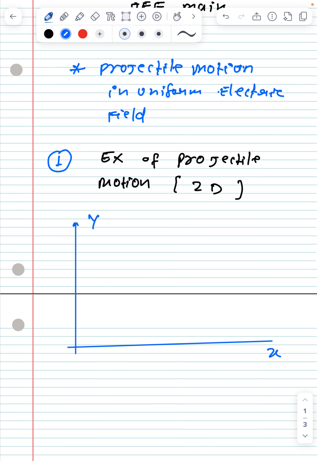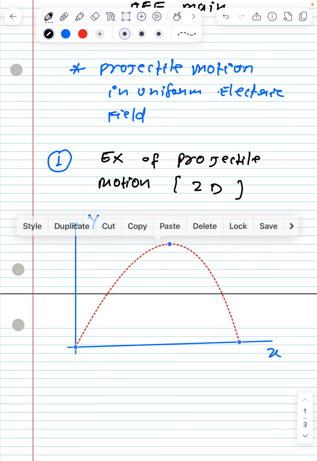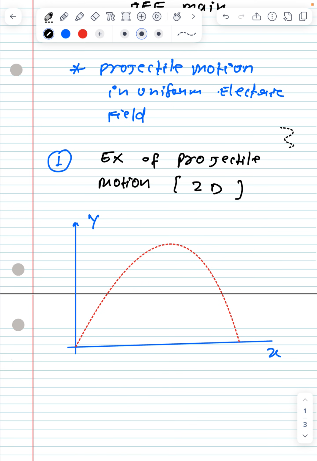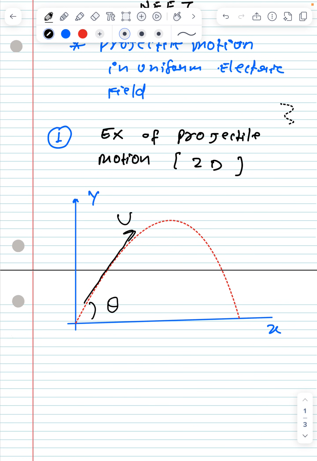Concept of projectile motion, and an example of projectile motion. Projectile motion is a 2D motion, meaning two-dimensional motion, meaning x and y coordinates both change continuously. Suppose this is the x axis and this is the y axis, and a particle is projected like this. This is the path of the projectile.